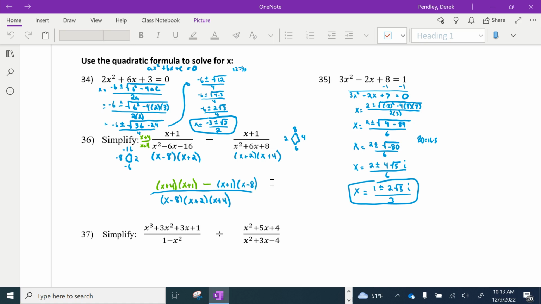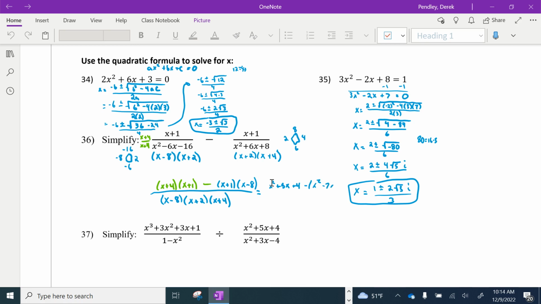So if I multiply this out, I get x squared plus 5x plus 4 minus x squared minus 7x minus 8 over the x minus 8 times x plus 2 times x plus 4.